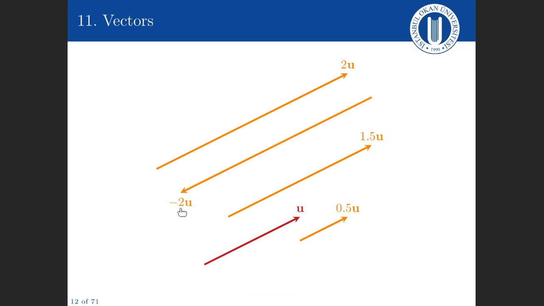We can also multiply vectors by negative numbers. For example, I might multiply u by minus 2. The vector minus 2u has the same length as 2u. Because of the minus sign, it points in the opposite direction.